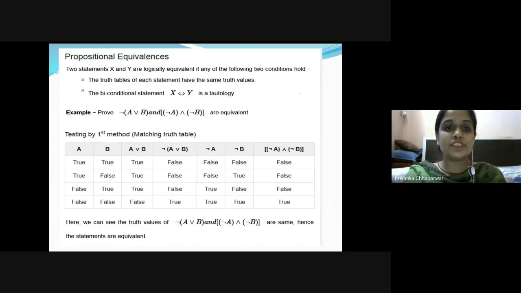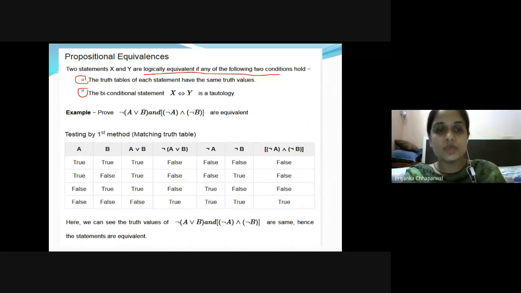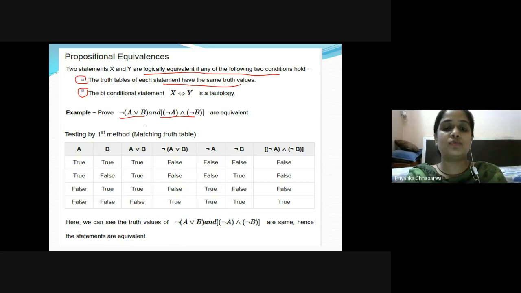Then next is propositional equivalence. Equivalence means you have two statements, X and Y, and they are logically equivalent. You have two methods to prove whether they are equivalent or not. First, the truth table of each statement has the same truth value. If you have two variables like this, and when you find their truth tables both are the same, then you can say that both are equivalent, both are equal.